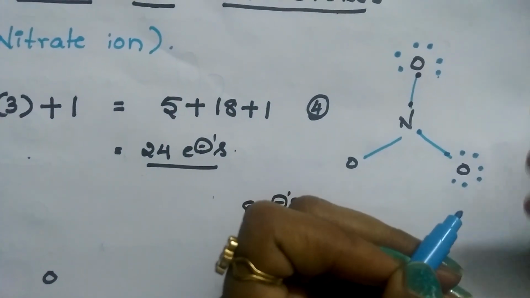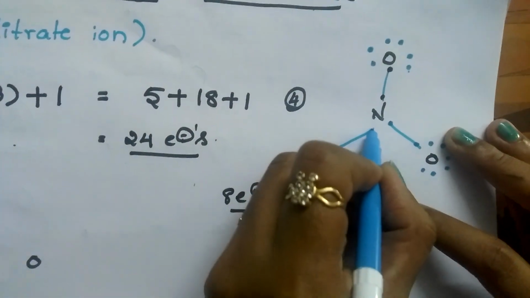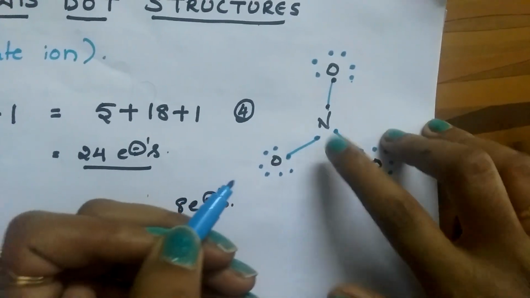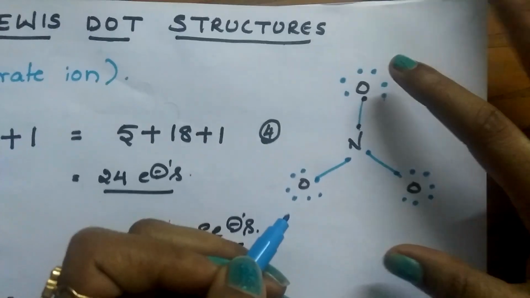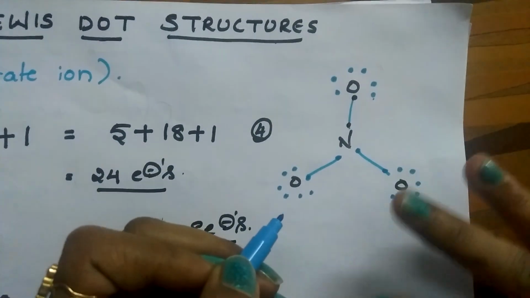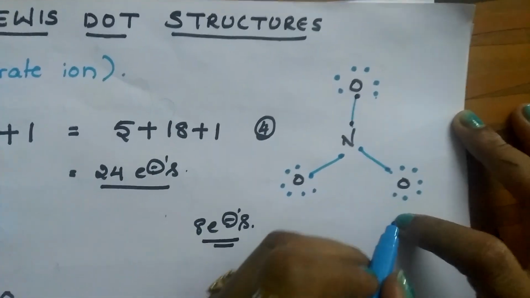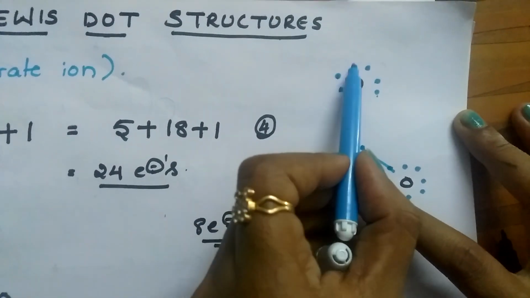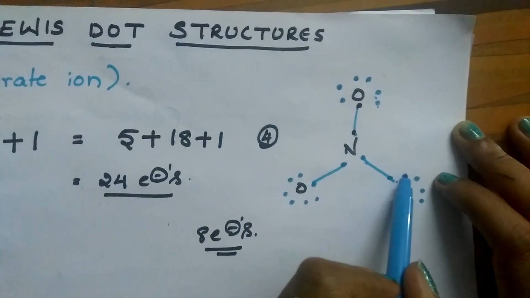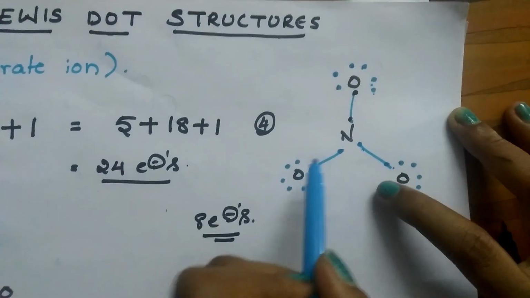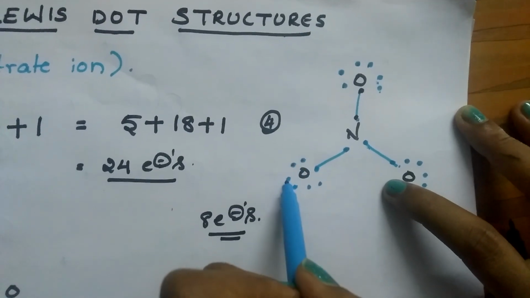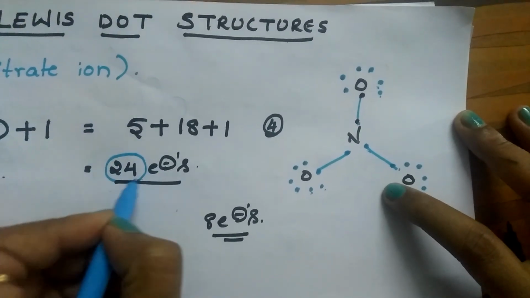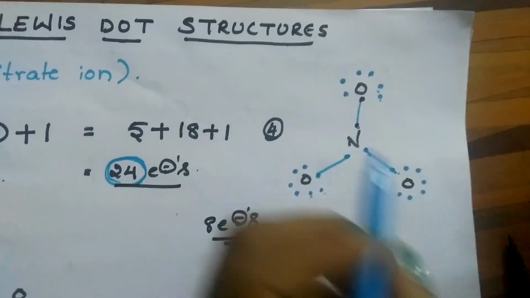This oxygen atom's octet is also fulfilled. Now for this oxygen, only 2 electrons are there. Draw the remaining 6 electrons. Octet is fulfilled. The octets of all the atoms except the central atom are fulfilled. Now count the number of electrons you have written here. 1, 2, 3, up to 24. Total number of electrons is 24. You have written 24 electrons here.